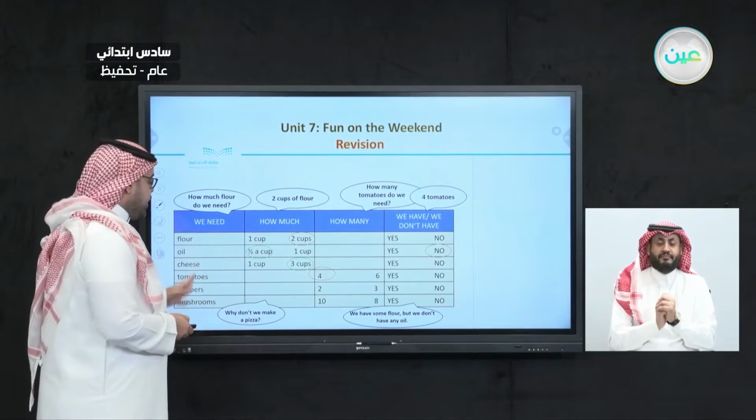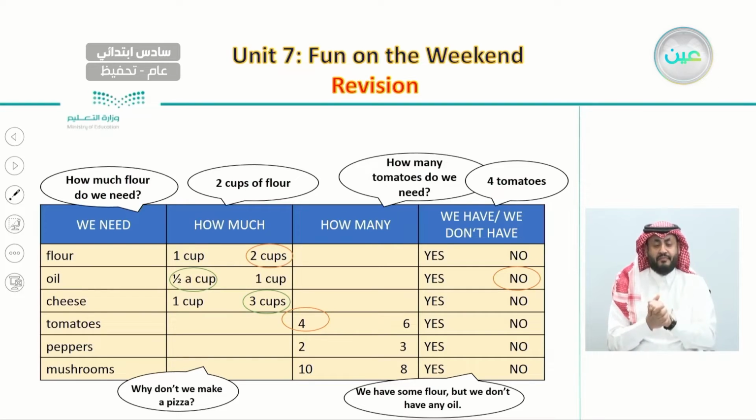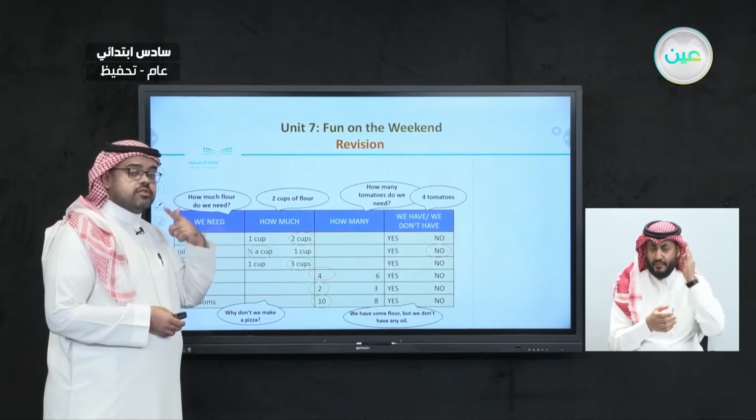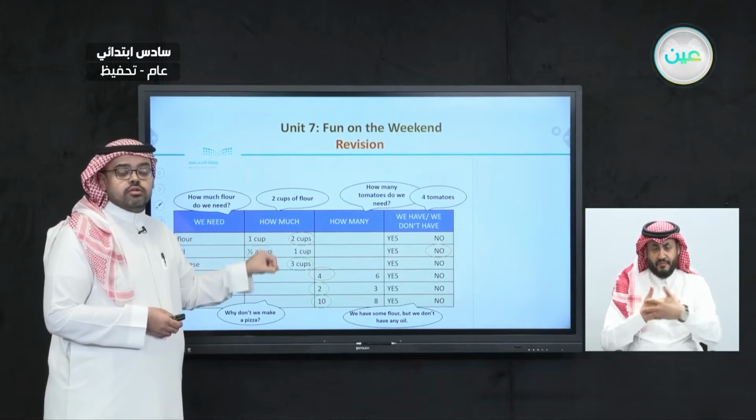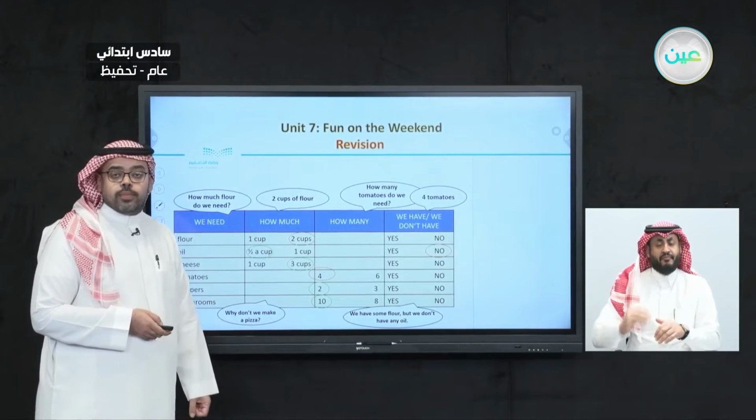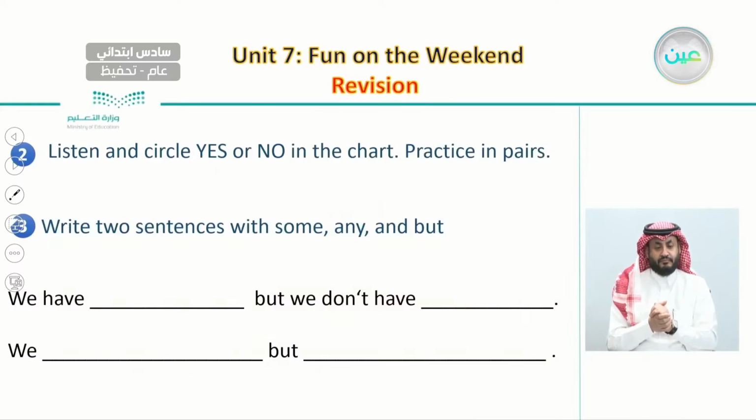And also, as for tomatoes, the information we have is that they have 4 tomatoes. As for peppers, they needed 2 more peppers, and also for mushrooms, they needed 10 mushrooms. So what we did is that we did listen to this conversation, and we did circle all the answers from this table.